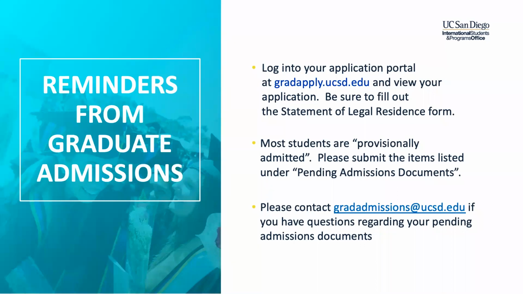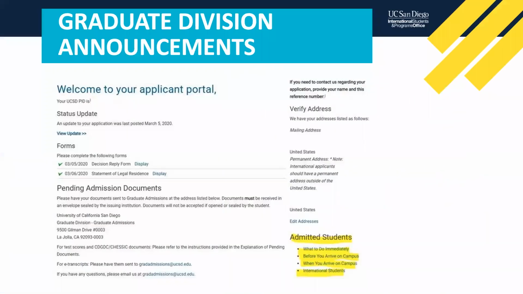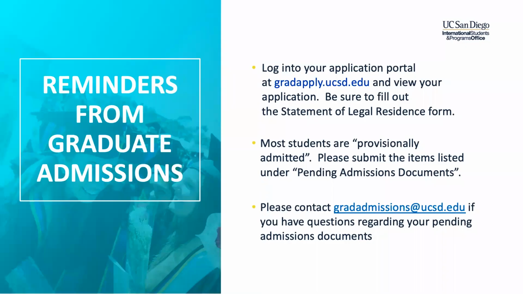I would like to remind everyone to log into their accounts at gradapply.ucsd.edu to view your application portal. In a moment, we will show a screenshot of what this page looks like. Be sure to fill out your Statement of Legal Residence form. Most students are admitted provisionally. This should not impact your ability to get immigration documents, but it does mean you will have to provide official documentation, and you can find a list of these documents in your application portal. It's under the section Pending Admissions Documents.